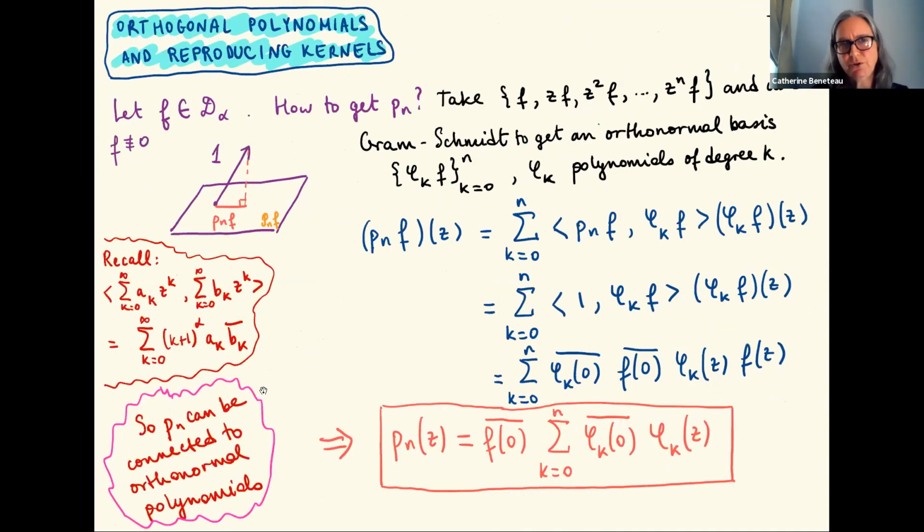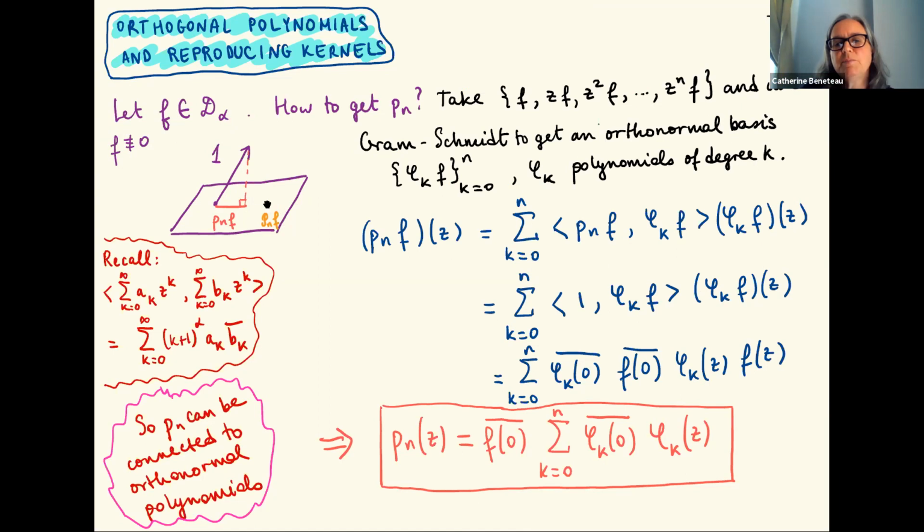So let's now turn to another idea and talk a little bit about how do you actually calculate these optimal approximants and how are they related to other classical objects in analysis and function theory. Okay, so let's suppose I have one of these Dirichlet-type space functions, with f of 0 nonzero. How do I actually get the Pn? Well, remember, it's the projection of 1 onto this space.